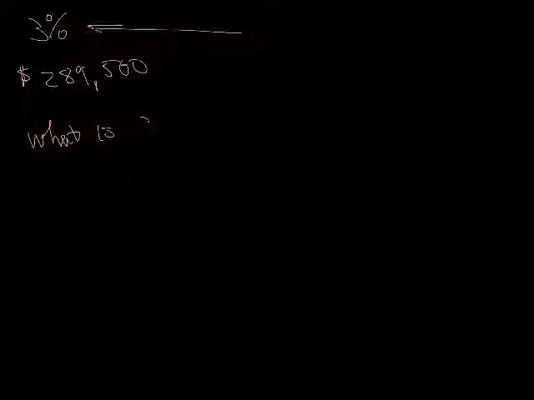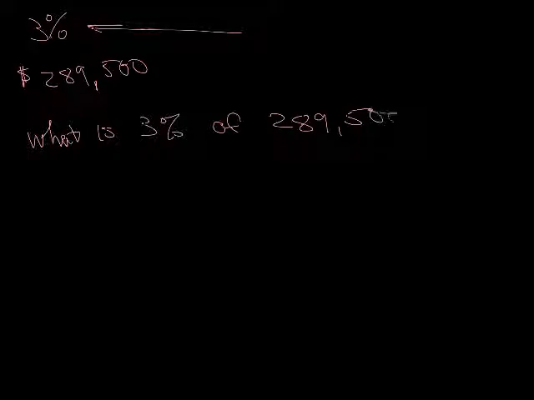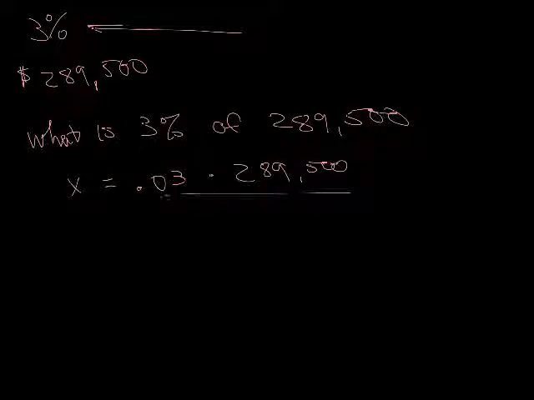So what is 3% of 289,500? So what is x is 3% of 289,500. So we're going to multiply those two numbers together and we get 8685. So that real estate agent sold one house and made $8,685 for selling that house.